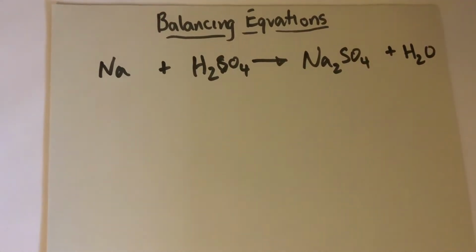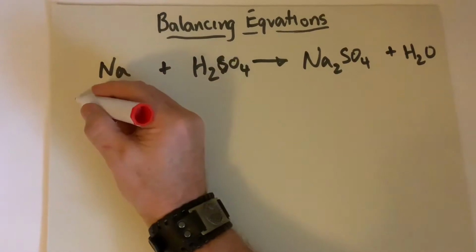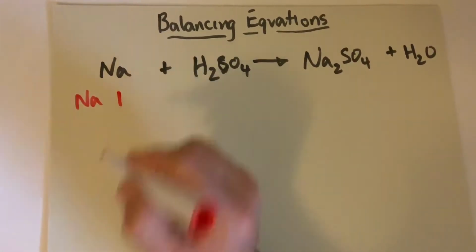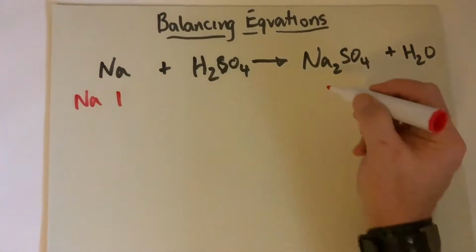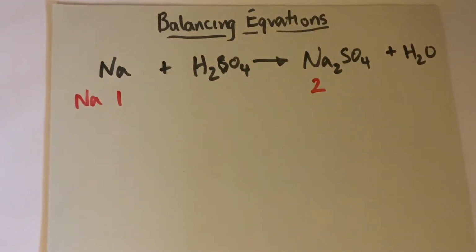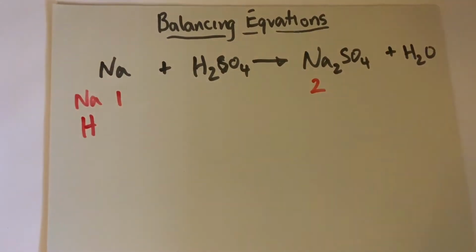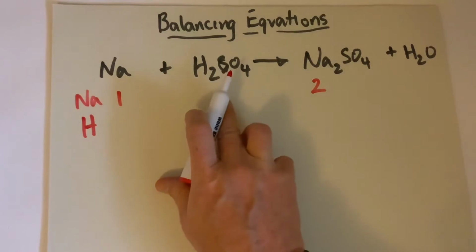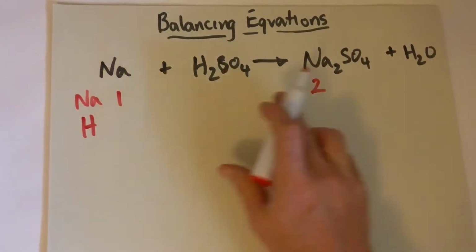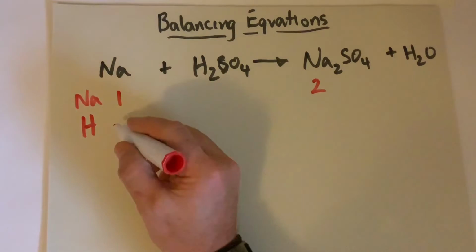Now, as you can see straight away, we have one sodium on this side, but two on this side. You cannot change the formula. The formula, as we've looked at in the last videos, is what you create by valencies and things like that. The formula does not change. So we have one sodium on one side, two on the other. Hydrogen: we have 2 on this side, and 2 on the other side as well.